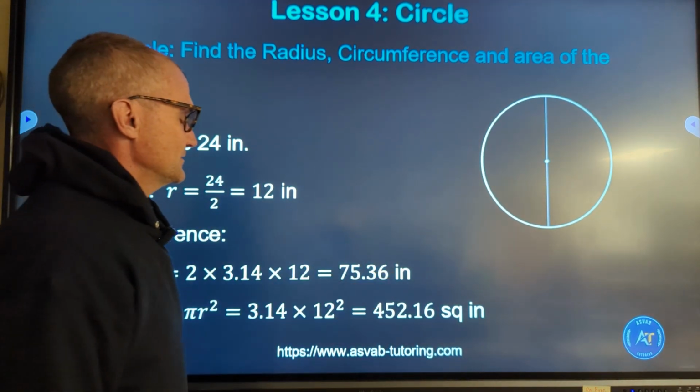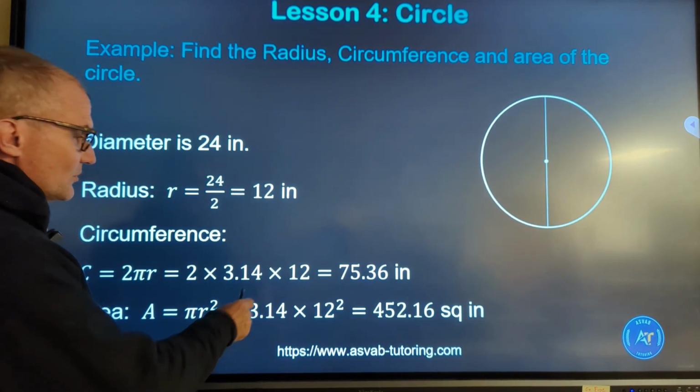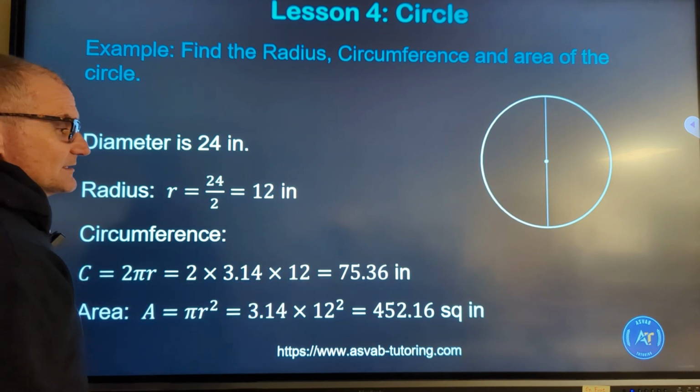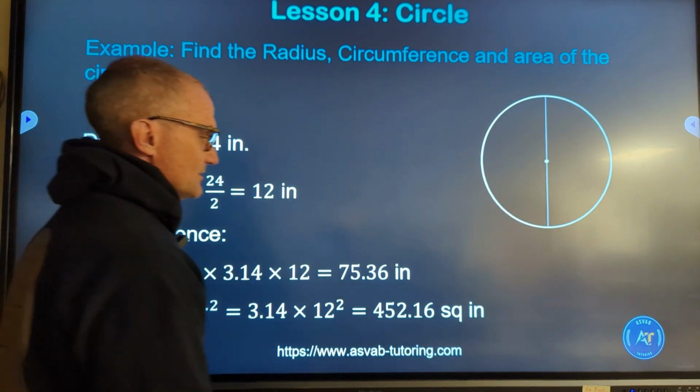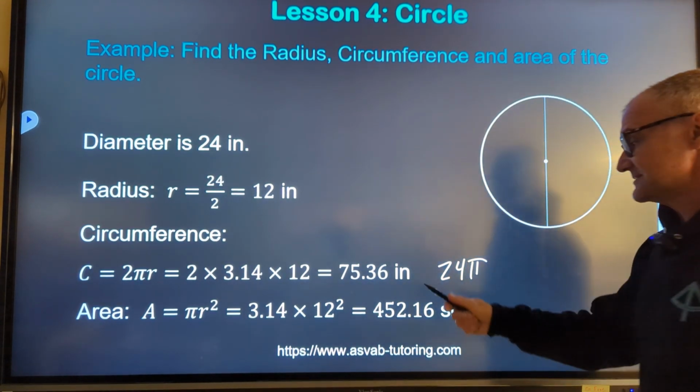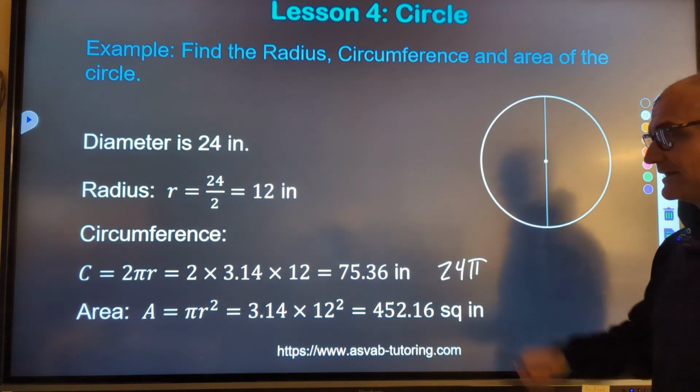It's going to be a singular unit like inches. Or I could just leave this as 2 times 12, 24, times that Greek letter pi. So that's a good answer. But this is a good answer too, 24 pi. And usually on standardized tests, you're going to see it in terms of pi like that.